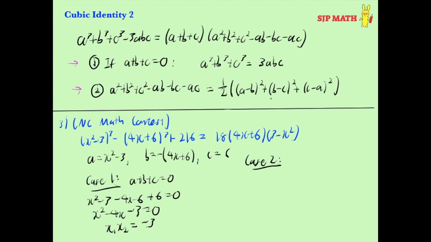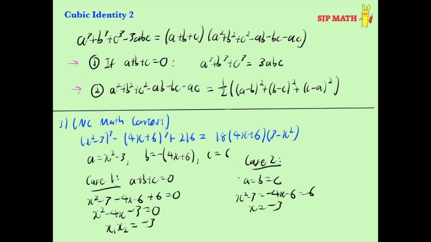So again, like the previous problem, if we want this to be 0, then these squares all have to be equal to 0, which can only be achieved if a is equal to b is equal to c. So a is equal to b is equal to c, basically, if this is equal to 0. So we can just write that x squared minus 3 is equal to negative 4x minus 6 is equal to 6. And if we just arrange terms, like if we look at these two and then look at these two, we get that x is equal to negative 3.